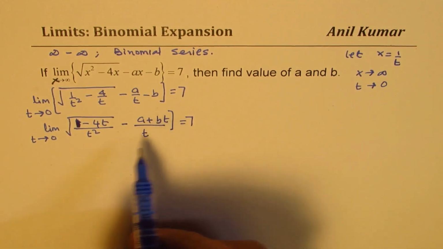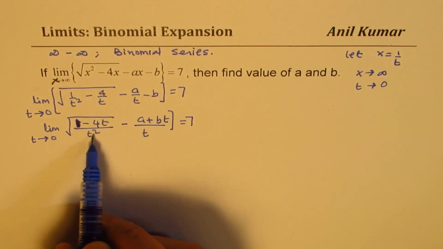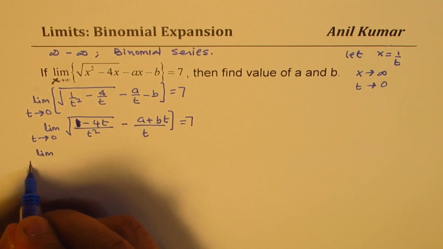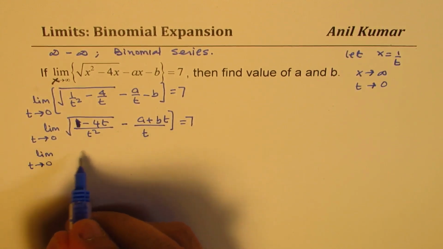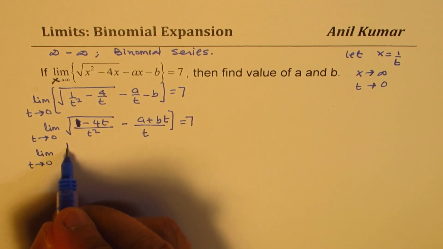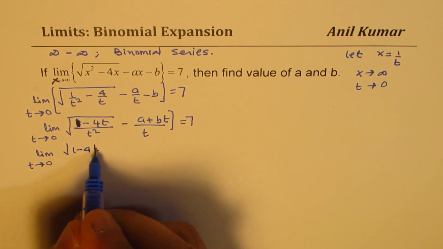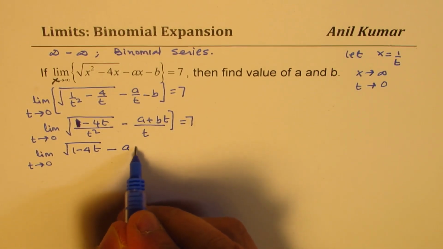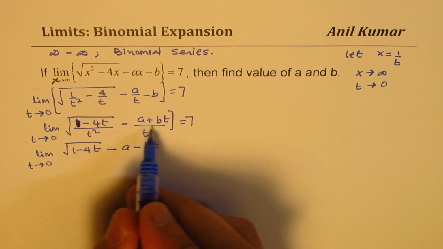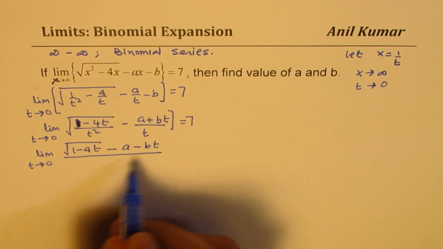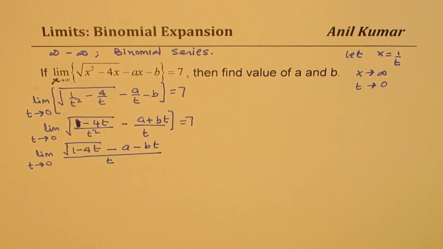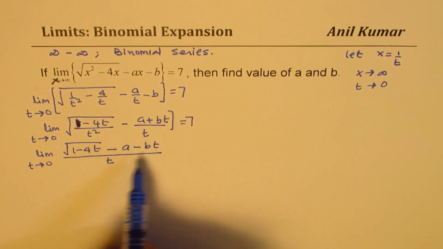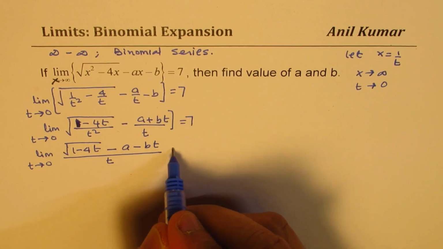Now here t squared within the square root can be taken outside, so we get the limit as t approaches 0, and we could write this as the square root of 1 minus 4t minus a minus bt. So we are just taking t common, right? Over t, correct? So taking this out, we can take common t, and then we get this equals 7.